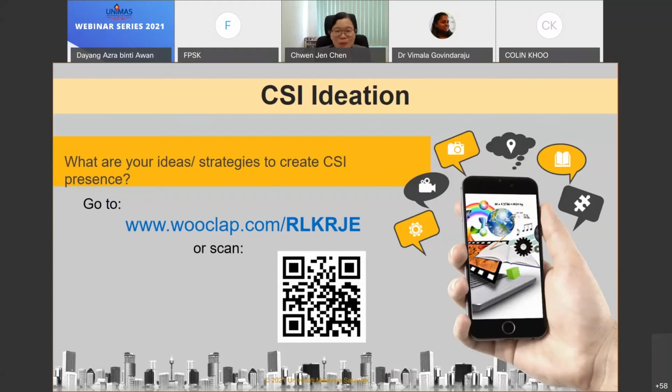So I would like you to scan this QR code to access the platform, or you can type this URL in your browser to access that particular platform, so that I can see your ideas, and we can collect the ideas and see how we can put all these ideas together to enrich our strategies. All right, can you do it now?